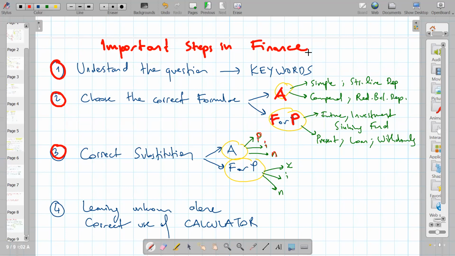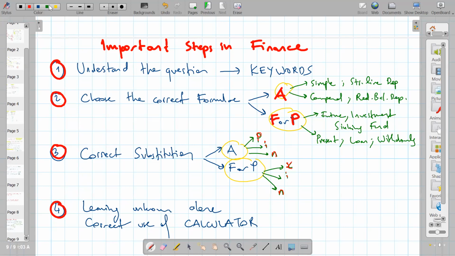And then let me admit those people. And then if it is future or present, there's X, I, N. We are going to do future and present maybe tomorrow. Let's see. And then I, N, it is the same thing. And the final step is basically you must learn leaving the unknown alone. And at the same time, you have to make use of the calculator correctly.